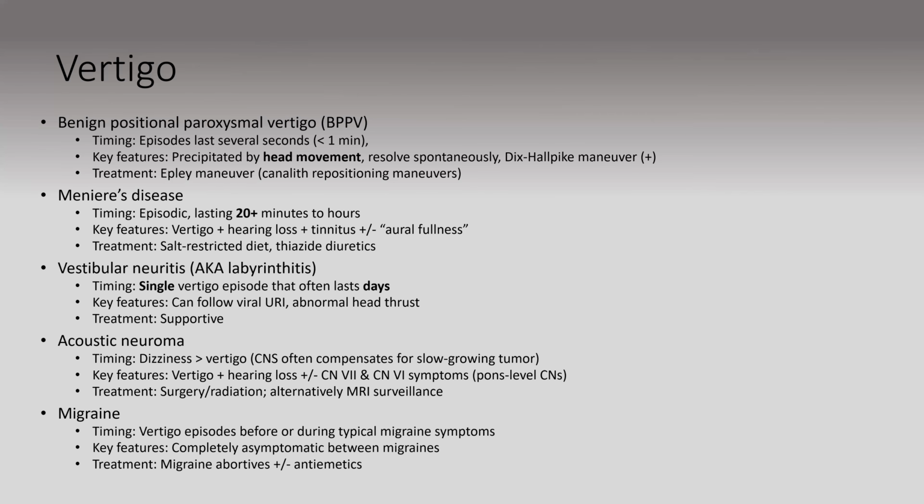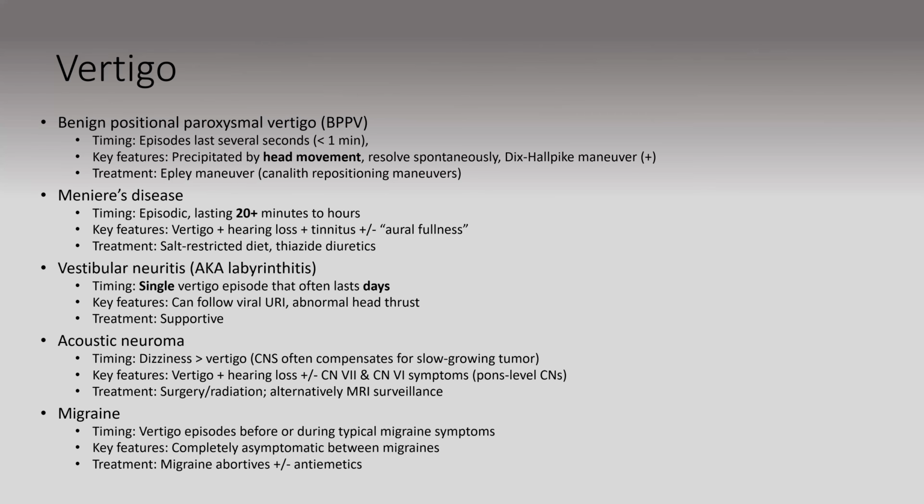Don't get that confused. The Epley maneuver is the treatment. The first part of the Epley maneuver is the same as the Dix-Hallpike, but then in the second part, you turn them to the opposite side, and what you're trying to do is reposition the canaliths in the semicircular canals. So those are the highest yields for BPPV.